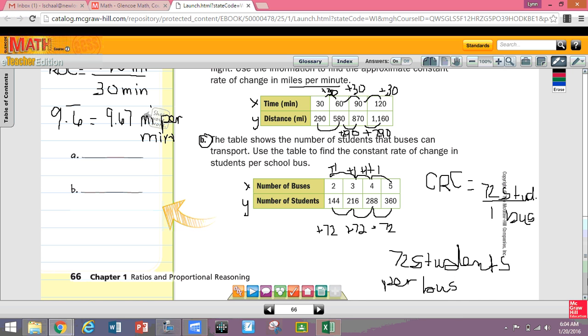$72 students per bus. Okay, if you got that right, you can move on. If not, you should rewatch because now we're going to go on to graphing.